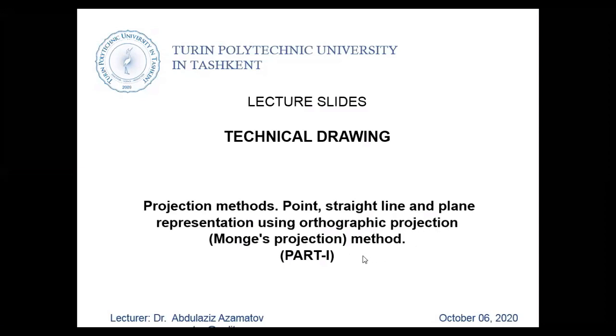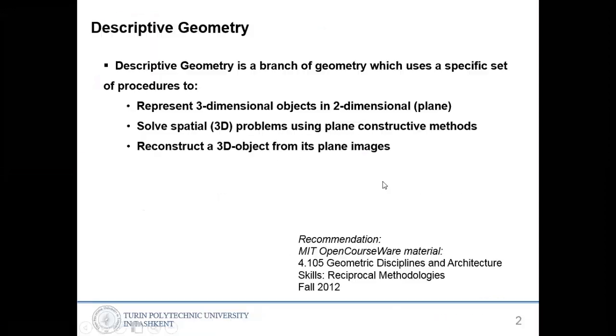So it has several parts. This is part 1. What is descriptive geometry? Let's see the description. Descriptive geometry is a branch of geometry which uses a specific set of procedures for these 3 things. These 3 things are included in the geometry, and this branch of geometry studies these 3 things.